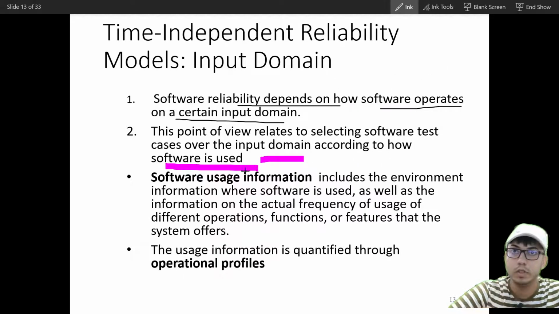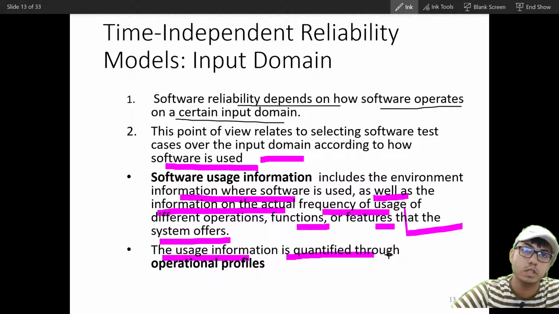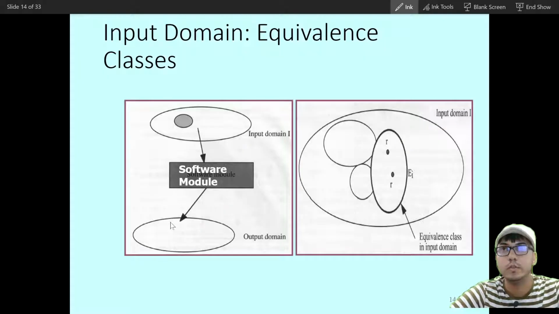According to how software is used. So this is the software user information. It includes the environment information where the software is used, as well as the information on the actual frequency of usage of different operation functions or features that the system offers. The usage information is quantified as the operation profile.